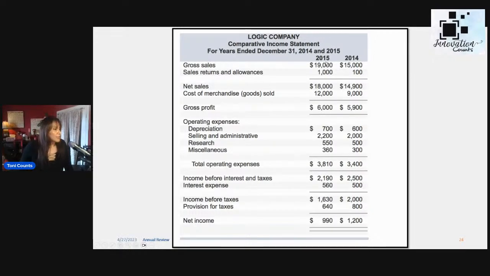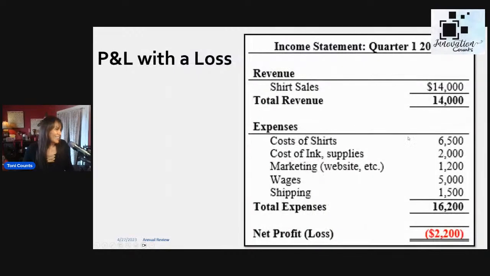So let's take a look at this comparison from 2015 to 2014. So even though this business made more in 2015, look at the net profit at the bottom. They ended up with less. So figuring out how that happened is going to be all told right here in the middle. That's the exciting thing about these things. I just love it. All right, let's look at a P&L with a loss.